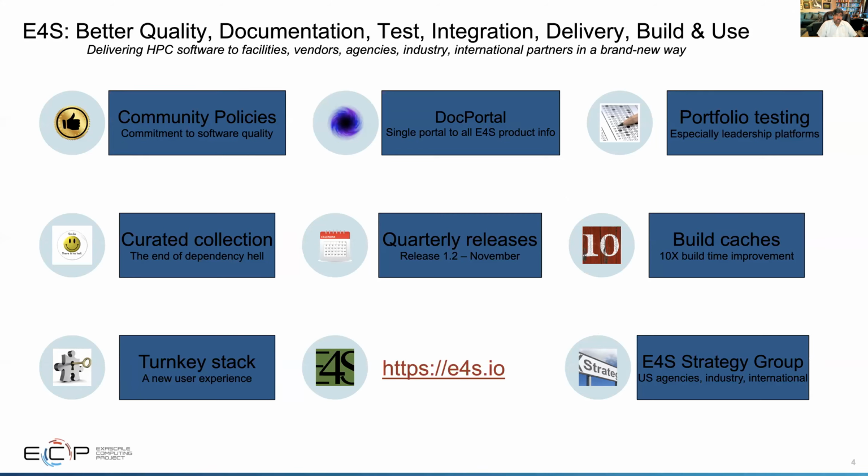We have community policies that I'll briefly describe. We have a documentation portal, which is a single portal for all the E4S product information. We have a portfolio testing. We have a curated collection of software. We do quarterly releases. We have build caches that can help speed up the installation of software as much as 10 times. We have a turnkey stack. You can go to our webpage, e4s.io. We also have big plans, and we are looking at a strategy group which comprises US agencies, industry, and international partners as well.